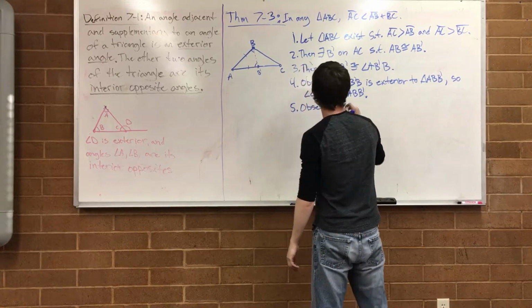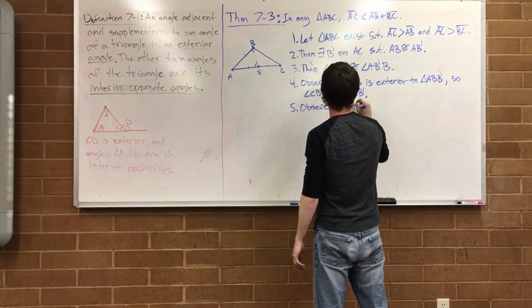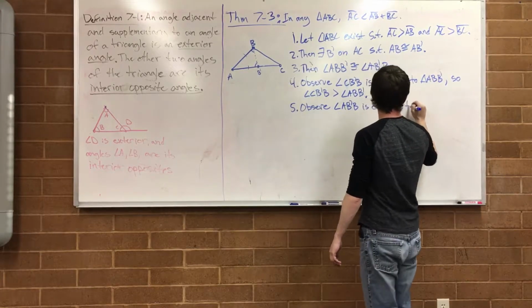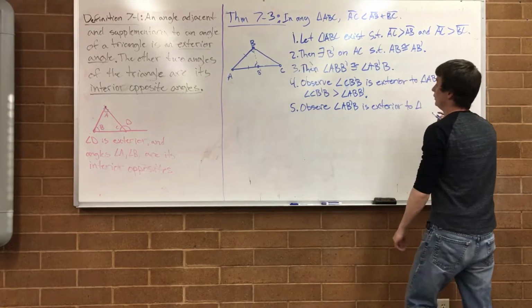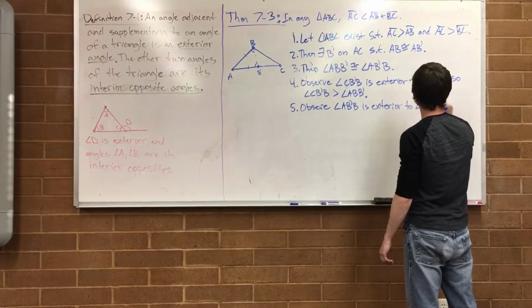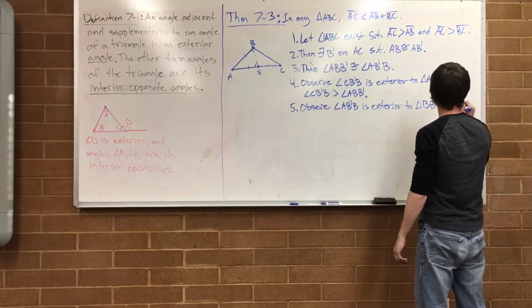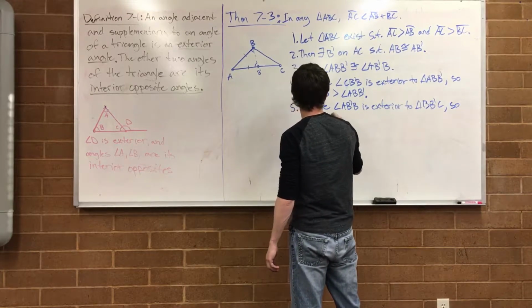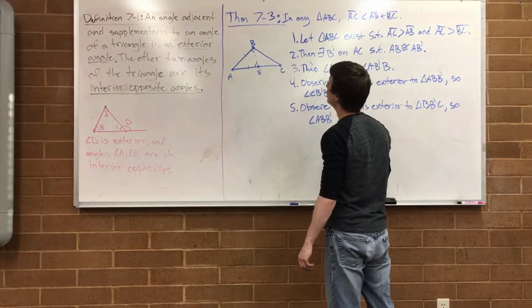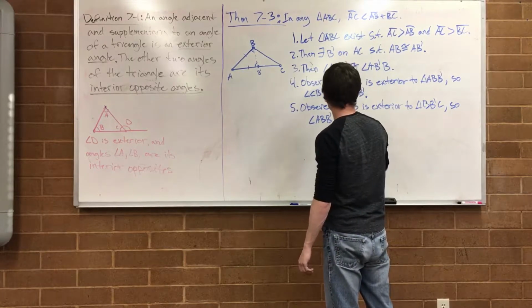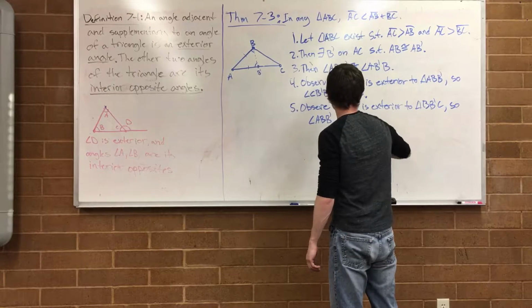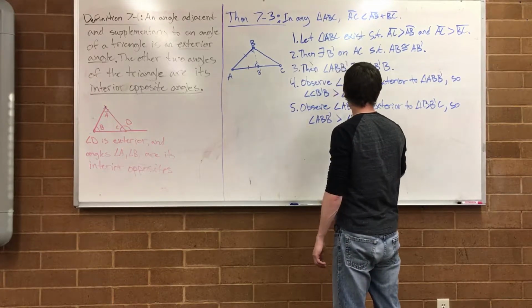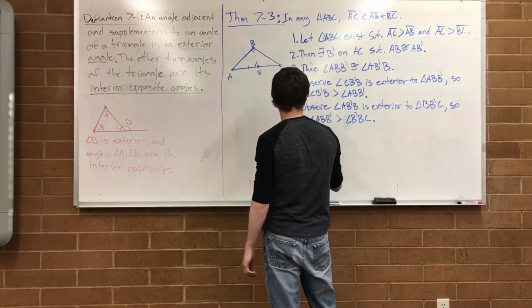Observe angle AB prime B is exterior to triangle BB prime C. So angle ABB prime is greater than angle B prime BC. So now put it all together.